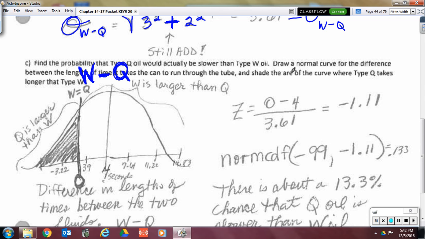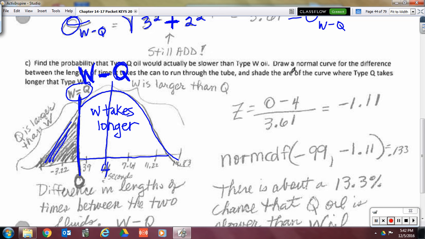W minus Q. And so I know that when I do W minus Q, it averages 4 seconds. So W is taking longer time than Q. W takes longer over here on this section of 0, because at 0 they break even and W equals Q. So over here, W takes longer, because W minus Q is a positive number.